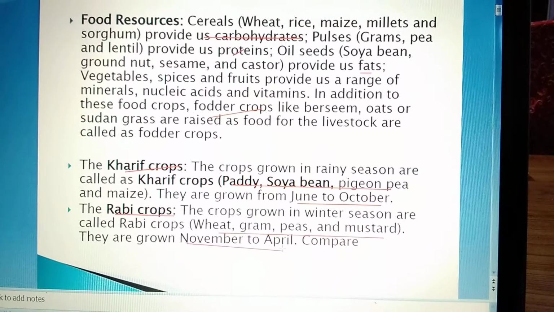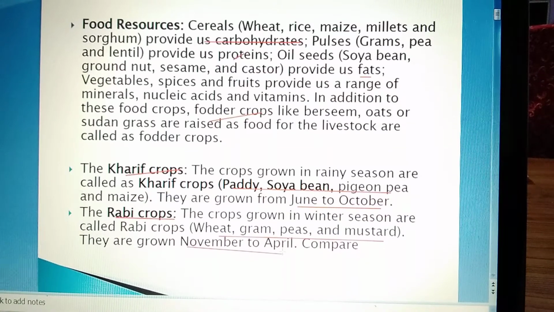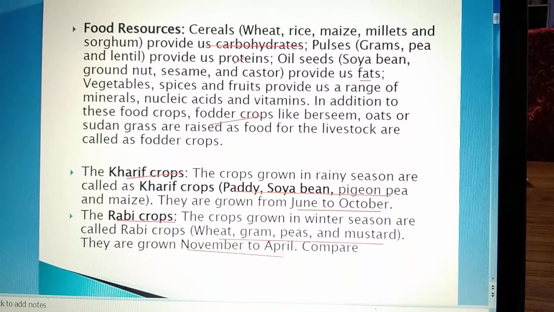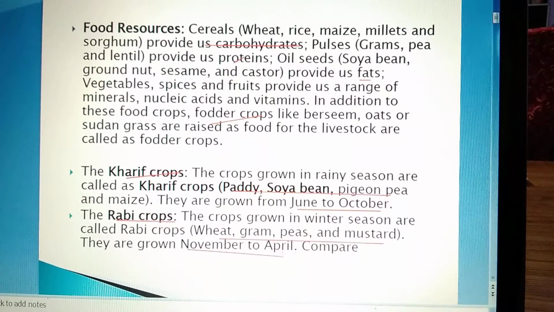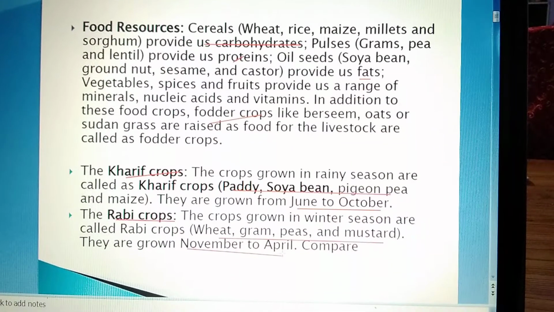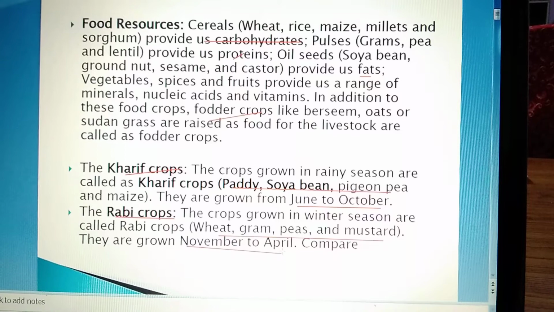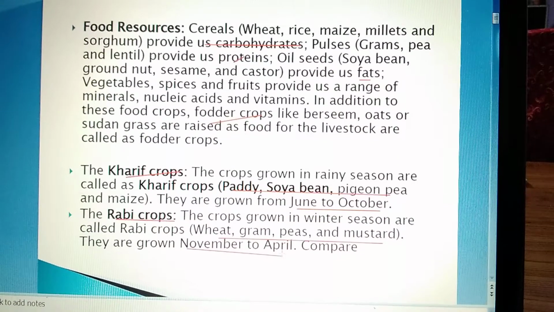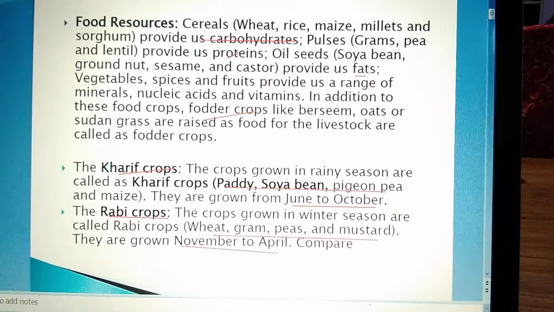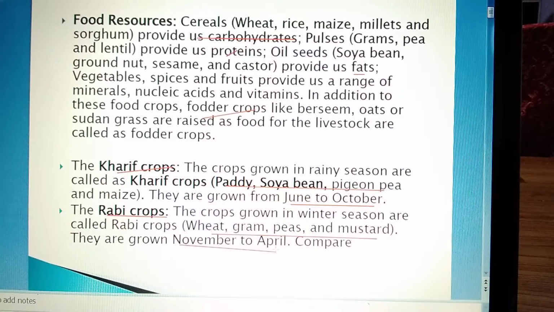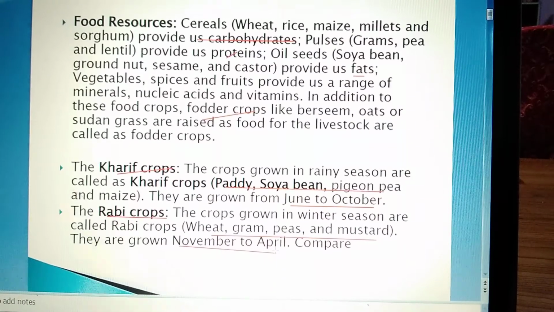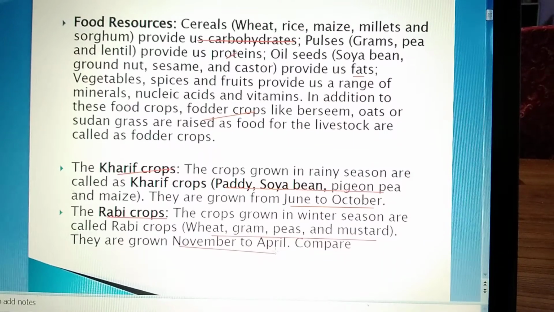So the question that comes in this part of the study material is: what is the difference between kharif crops and rabi crops? These are the examples of rabi and kharif crops. So you will be writing the differences in three points: what the two different crops are, when they are grown, what the examples are, and the time period in which they are grown.